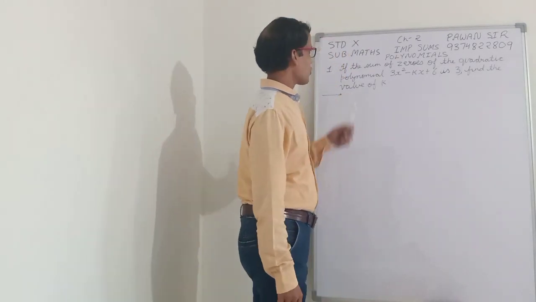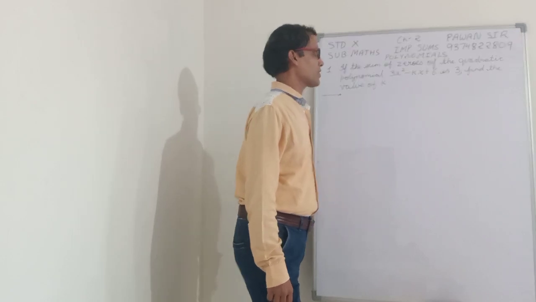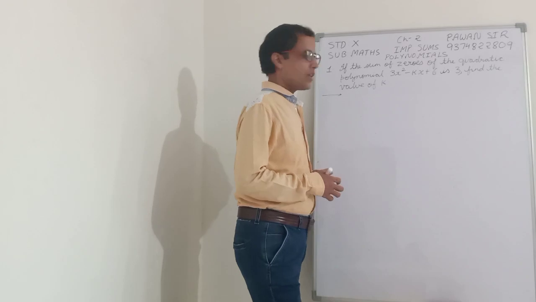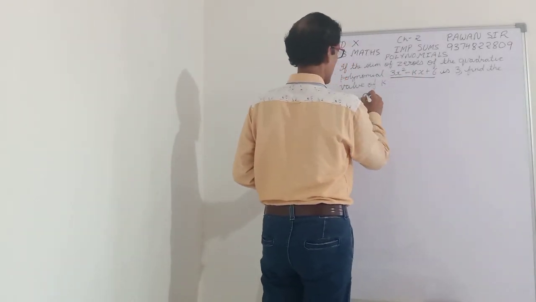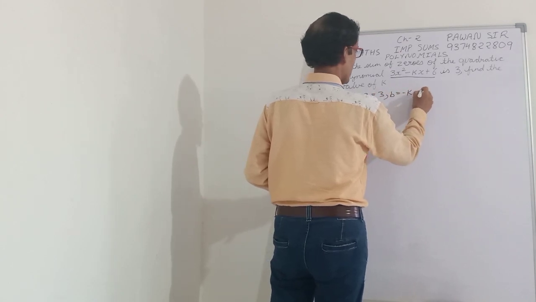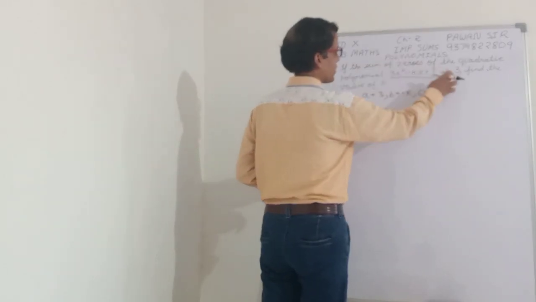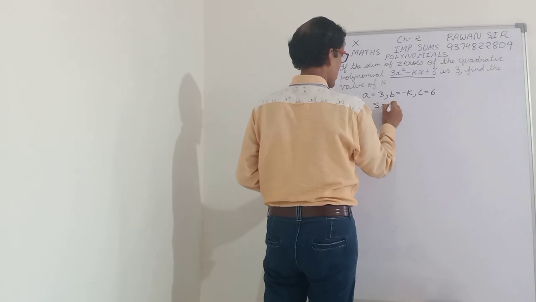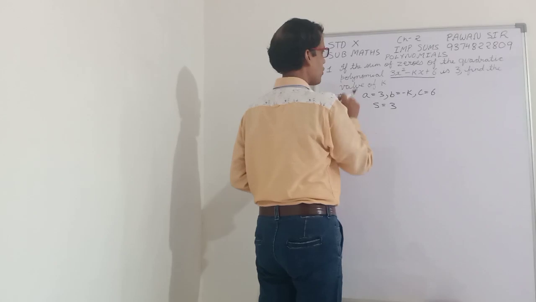In the first question, the sum of the zeros of the quadratic polynomial 3x square minus kx plus 6 is 3. We have to find the value of k. See, this is your given polynomial. So, what is A? A is 3, B is equal to minus k, and C is equal to 6. And the sum of the zeros is given as 3. We have to find the value of k.